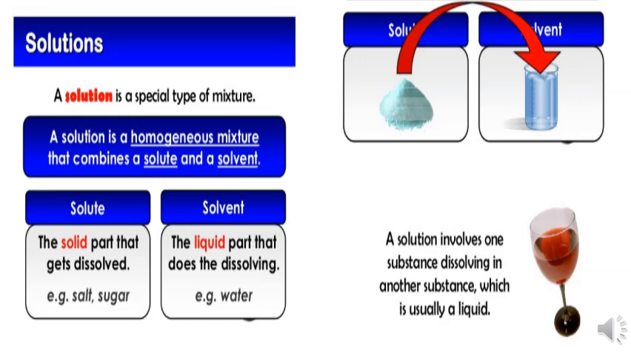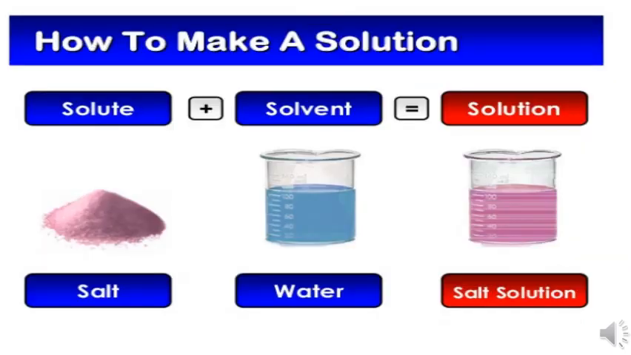A solution is therefore a homogeneous mixture. A solution containing water is known as aqueous solution. Let's take an example here. We just read solute is solid and solvent is liquid, and when they are mixed together we get a solution. So here we have taken salt as solid and water as liquid, and when salt is mixed in water we get a salt solution.